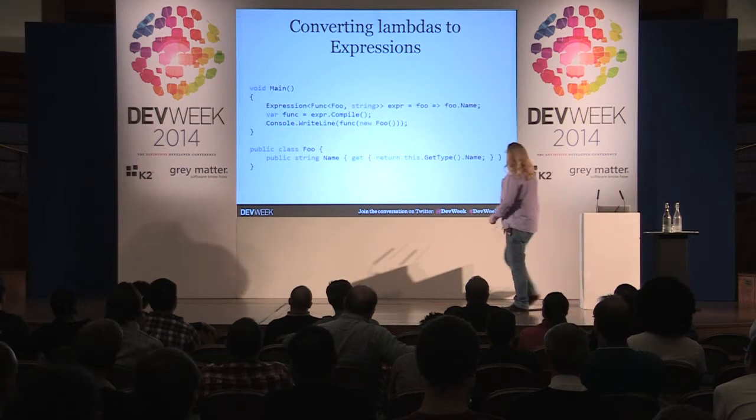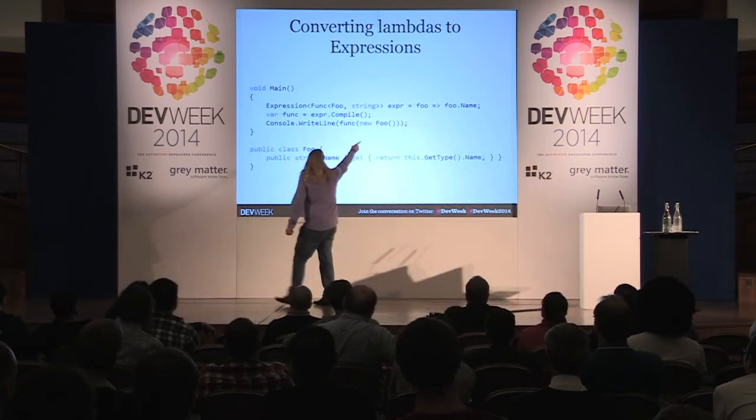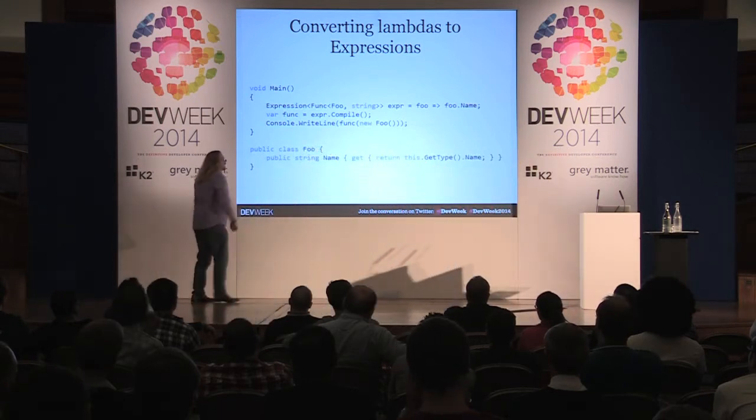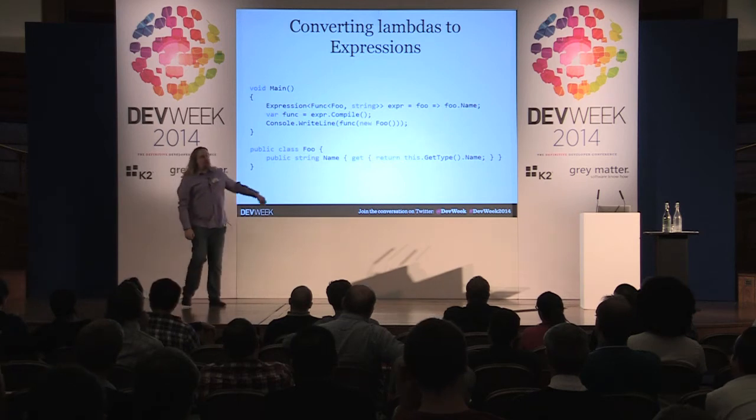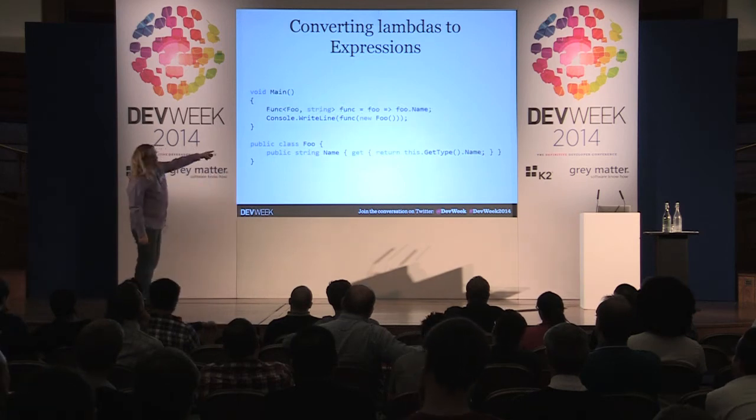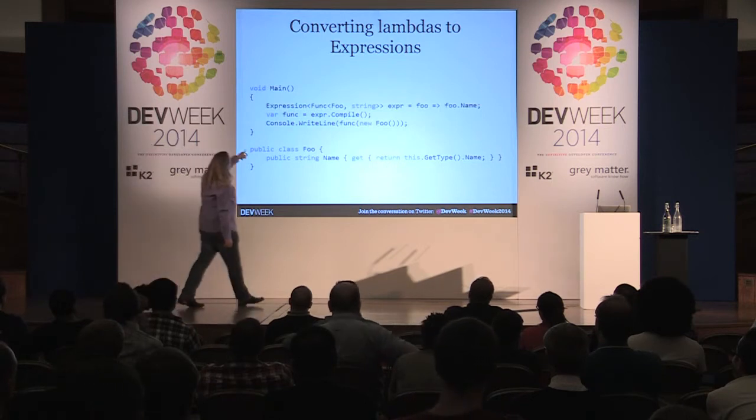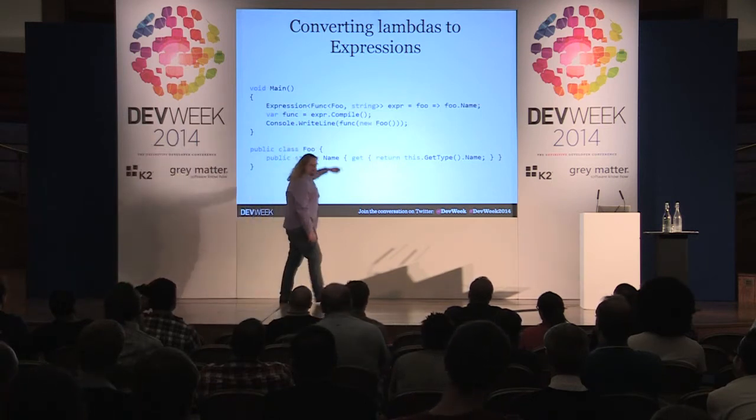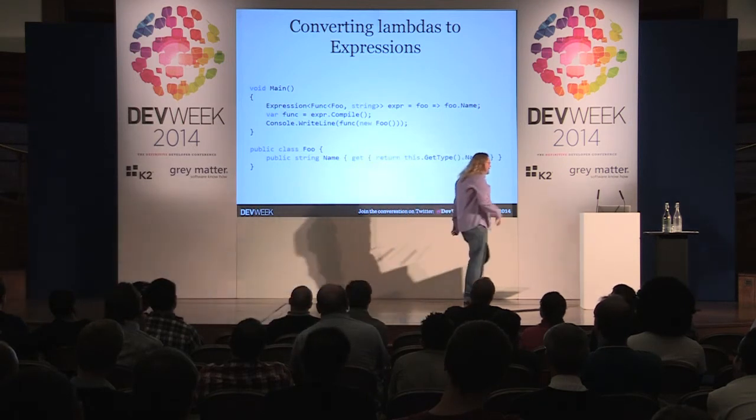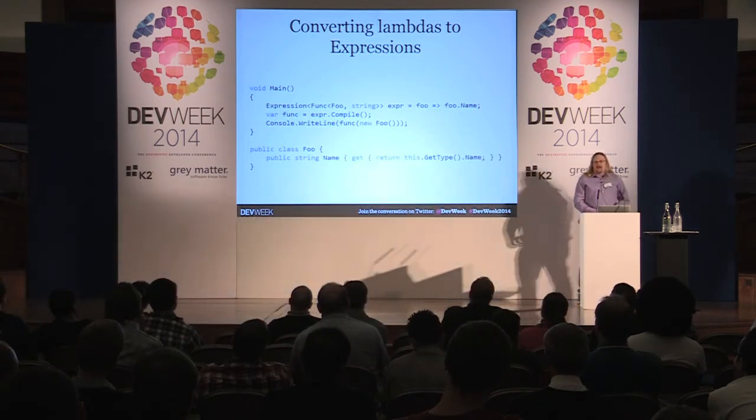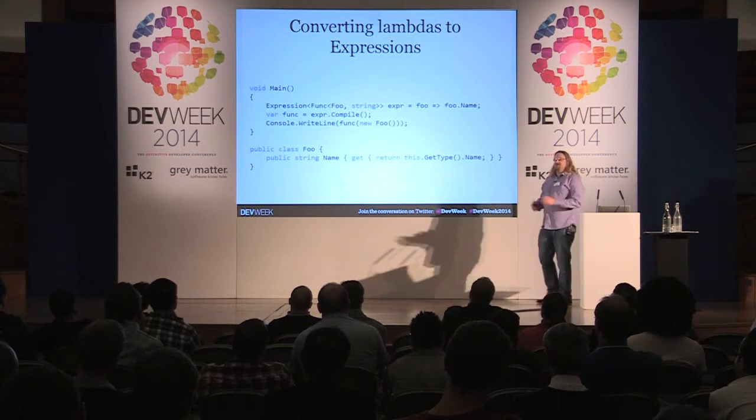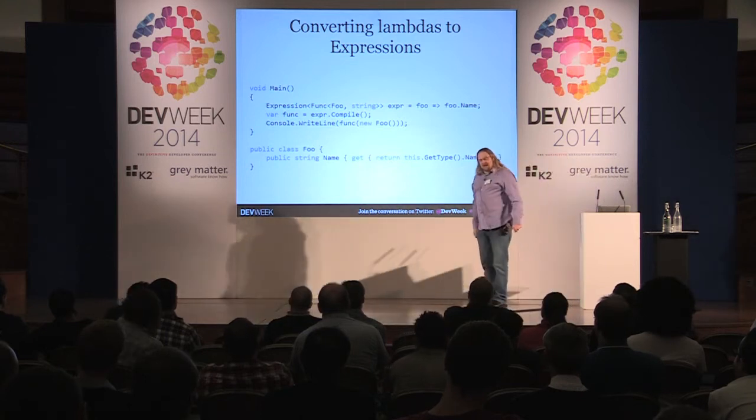So what we're saying is that there's the same lambda there, so foo goes to foo.name, as in our previous slide. But all we're doing is wrapping the func of foo with an expression. Now, the .NET compiler is nice and clever at this point, and will say, I will build a tree out of this for you.